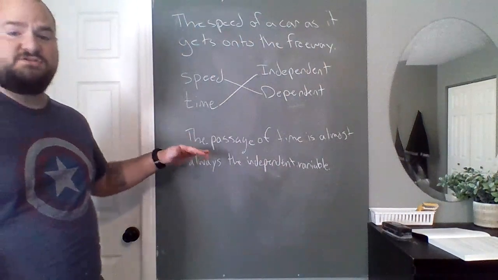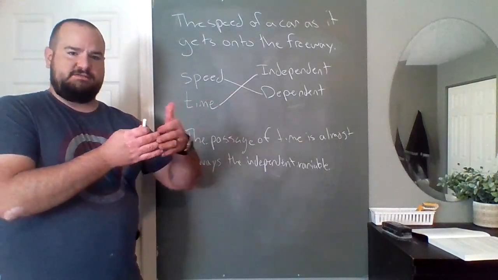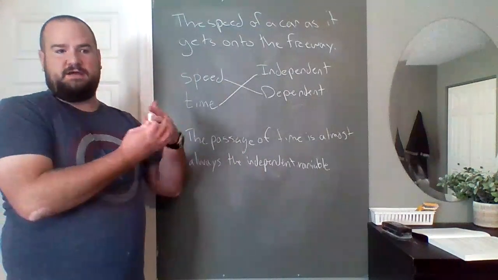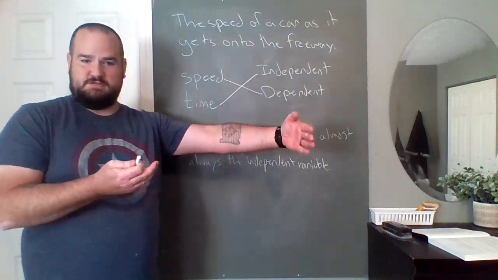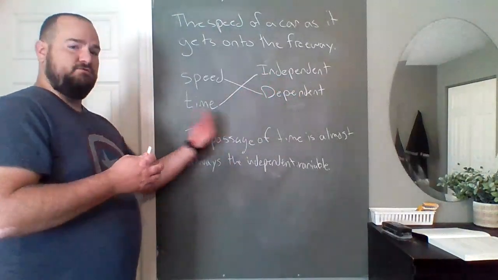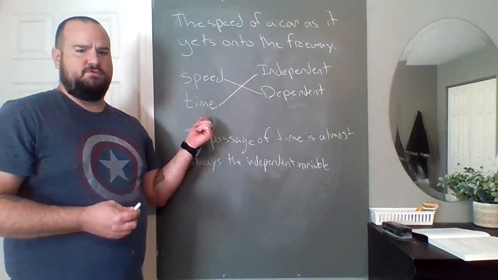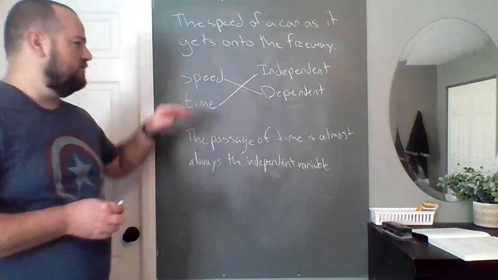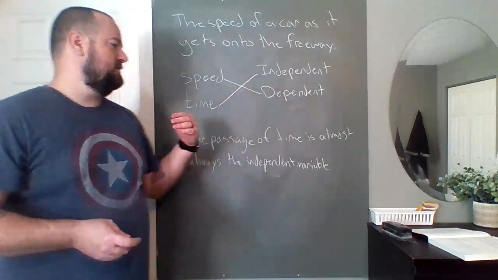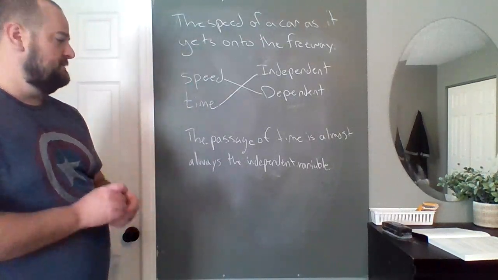Okay, so the passage of time is almost always the independent variable because it isn't affected by other things, right? Other things are affected by time. As time went from A to B, things changed. As time goes from 0 to 5, their speed changed. But as their speed changed, the time wasn't forced to change. Whether they sped up or slowed down, time was still passing. So time was independent of the speed, but the speed was dependent upon the time.